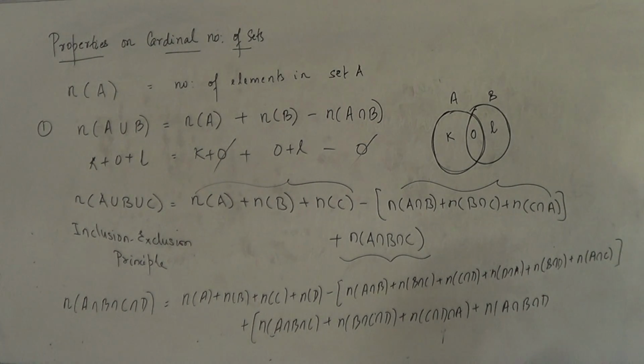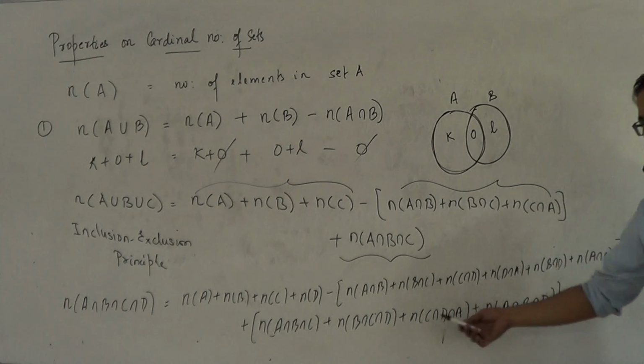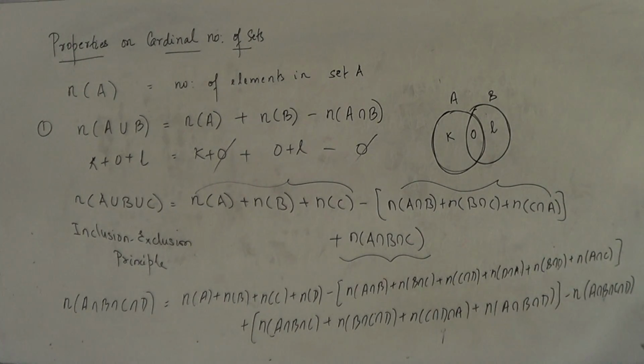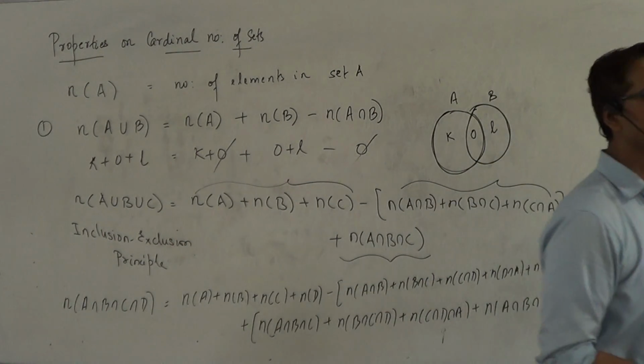Is there a way to generalize it? Yes. Then we have to subtract the one before: minus n(A intersection B intersection C intersection D). Is there a convenient notation? You can write summation 1 at a time, minus summation 2 at a time, plus summation 3 at a time, minus summation 4 at a time, just like we did in the formula of tan. Plus minus plus minus. That's why the name is include, exclude, include, exclude.